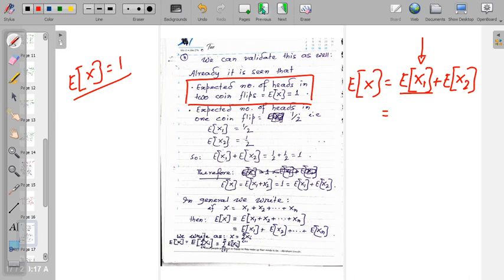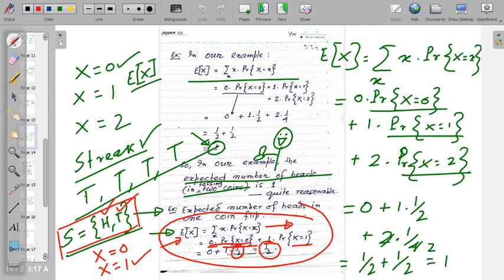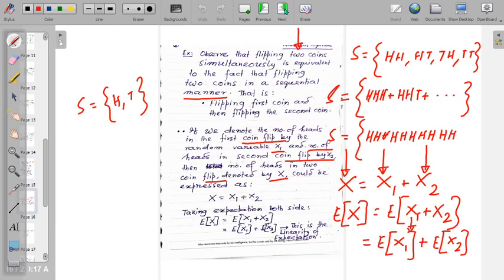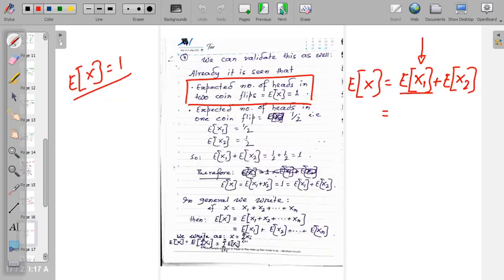That is a few slides back; we have got this result, and this result we are utilizing here. So this is half plus half, that is 1.